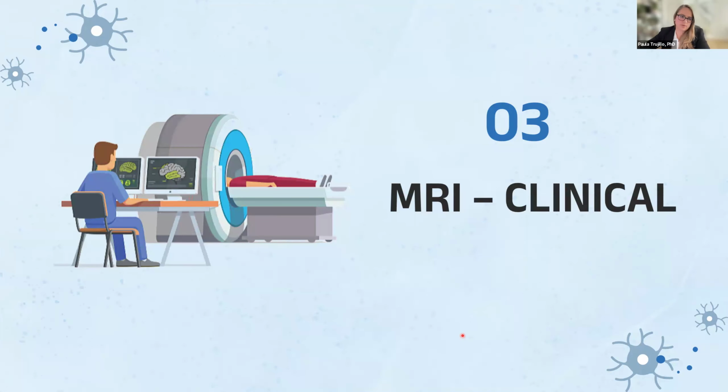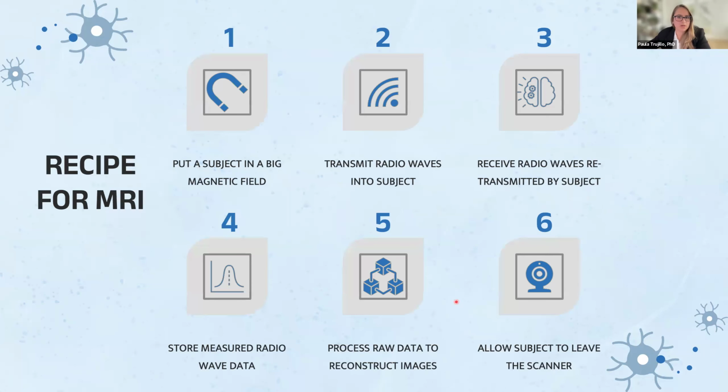So now that you know how to look at MRI images, I'm going to talk about how MRI is used in clinical settings. But before I do that, I want to give you the recipe on how to get an MRI. The first step to get an MRI is to put a subject in a big magnetic field. The MRI works like a giant magnet. So when you go inside the machine, the magnet aligns the water molecules in your body.